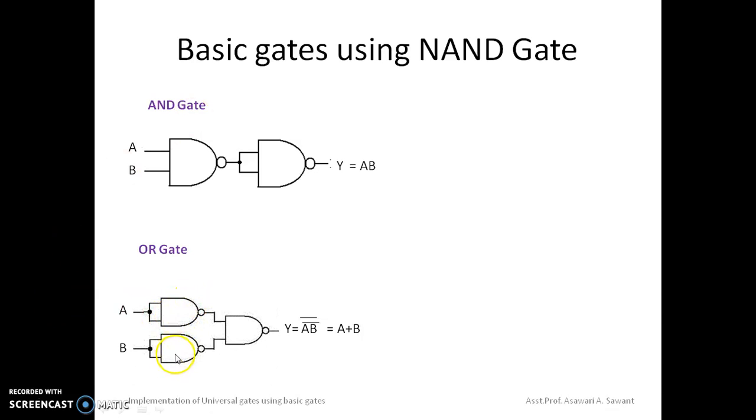Now we will see how to construct OR gate using NAND gate. So here three NAND gates are required. For the first NAND gate, the two inputs are combined together to provide a single input A, and for the second NAND gate, two inputs are combined to provide an input B. So the output of the first NAND gate will be A bar, and the output of the second NAND gate will be B bar, which is further applied to the third NAND gate. So the output of the third NAND gate will be (A bar B bar) whole bar, which is nothing but A plus B.